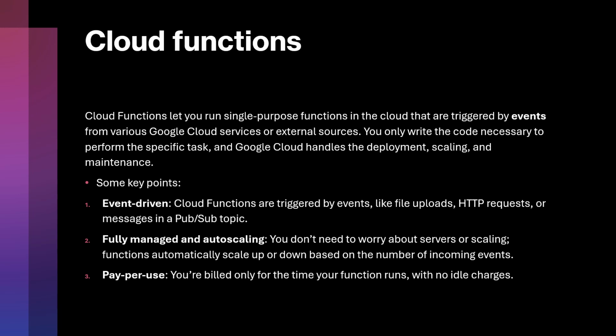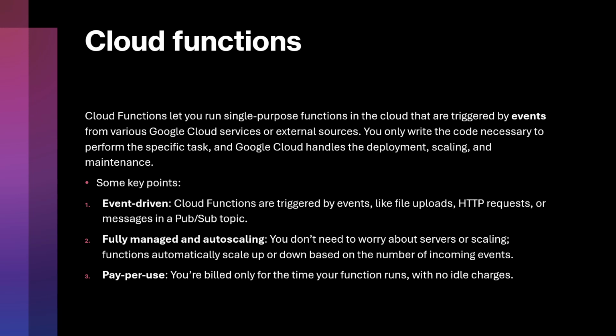3. Deploy the function. Use the Google Cloud Console, gCloud CLI, or API to deploy your function. Google Cloud will take care of provisioning, scaling, and managing the infrastructure required. 4. Run the function. When an event occurs, Google Cloud automatically spins up your function, executes it, and scales back down after completion.